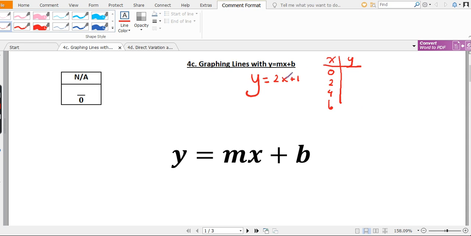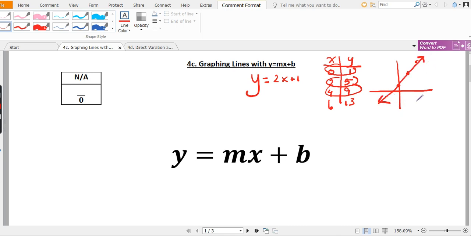So 0 times 2 is 0, plus 1 is 1. 2 times 2 is 4, plus 1 is 5. 4 times 2 is 8, plus 1 is 9. 6 times 2 is 12, plus 1 is 13. Then we plotted those points. So 0, 1, that's 1 point. 2, 5, that's another. 4, 9, that's another. 6, 13, and so forth. Then we connected those dots and we drew a line.